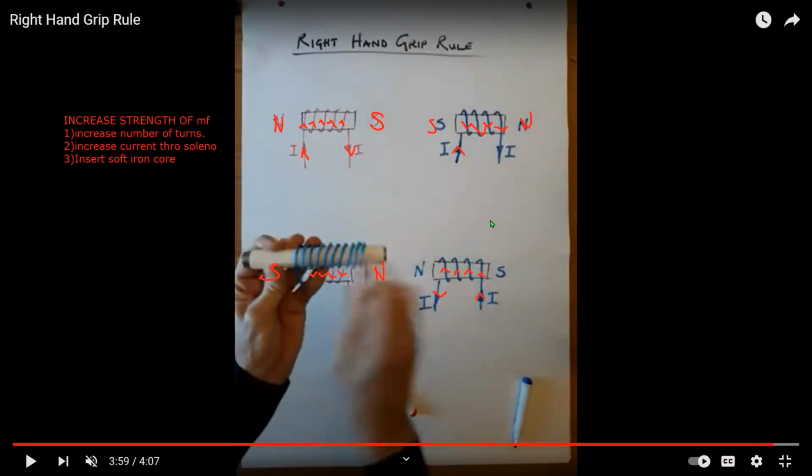Okay, so two things from this page so far. Number one is, how do you use the right-hand grip rule to decide where is north and south? And number two, how do you increase the strength of the magnetic field produced?